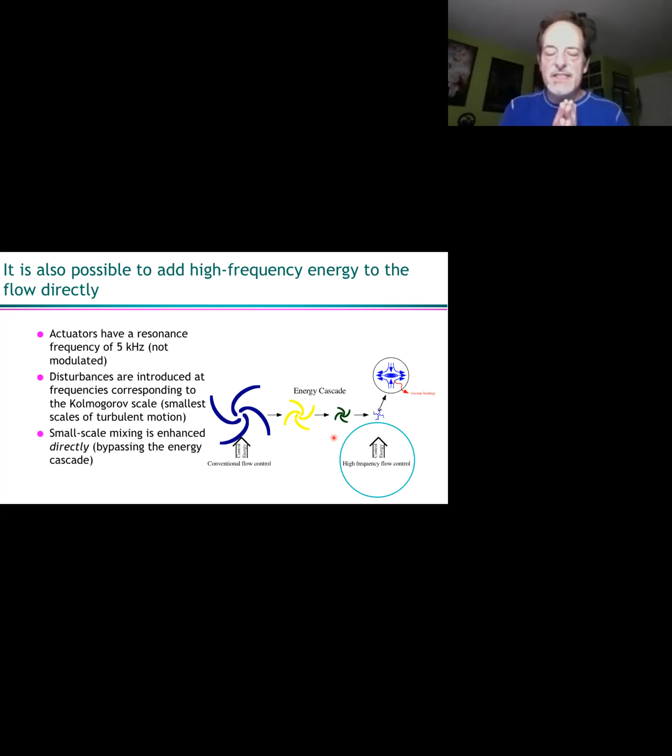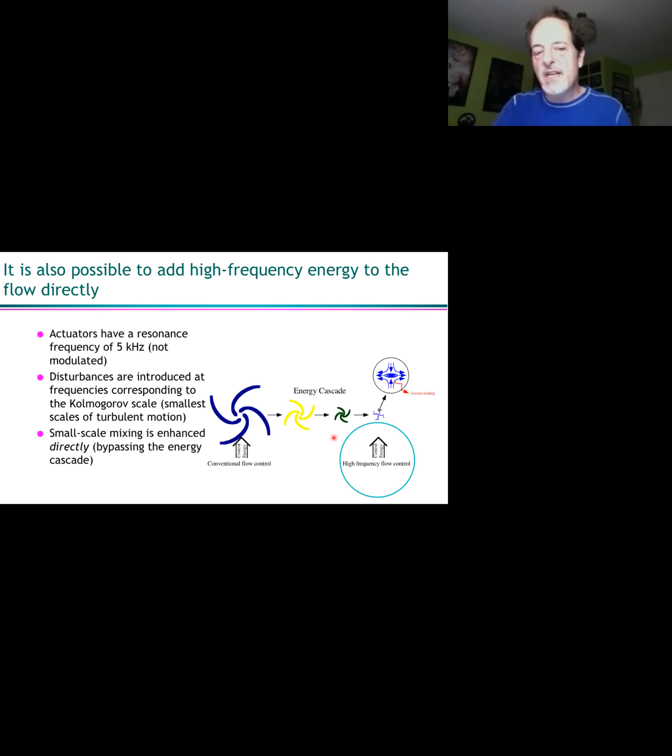So I mentioned there were two different approaches I was going to talk about today. Here's the other one. It's also possible to add high frequency energy to the flow directly. So in this case, I took off the 500 Hertz blade piezoelectric actuators and came up with these insanely loud, absolutely deafening 5 kilohertz actuators. And I'll show a picture of these, or at least a cartoon of them, in a later slide. I did not end up modulating that at all because I wanted to put in a higher frequency. The natural frequency of the flow is around 16 Hertz. I was putting in around 5 kilohertz.